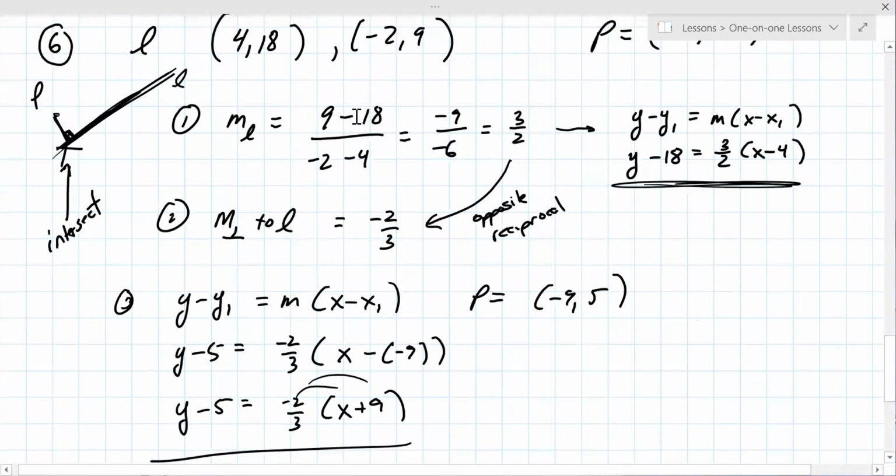All right, 9 minus 18 over minus 2 minus 4, minus 9 over minus 6, 3/2. Okay. Minus 2/3. Do you see any mistakes?